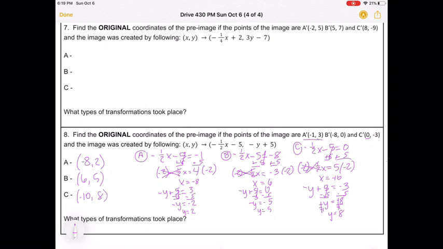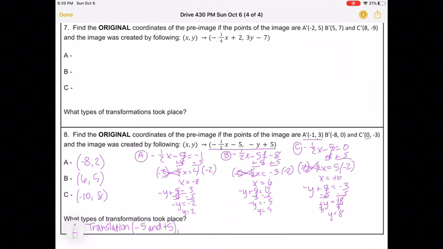Okay, and then what types of transformations took place? Go ahead and pause here and see if you can get those transformations. I forgot to pause on the previous one to see if you could pick those out. But pause and see if you can look in your mapping rule here to see what happened. So be sure to tell how you knew it as well. All right, if you are checking, look first, is there a translation? Yes, because it's negative 5 and positive 5. So write in parentheses how you knew that.